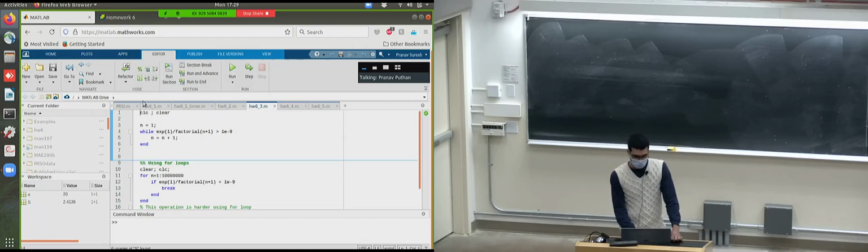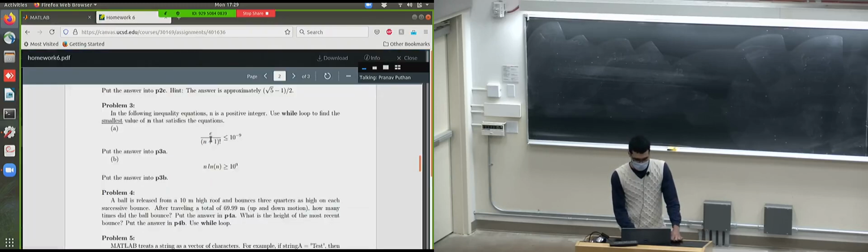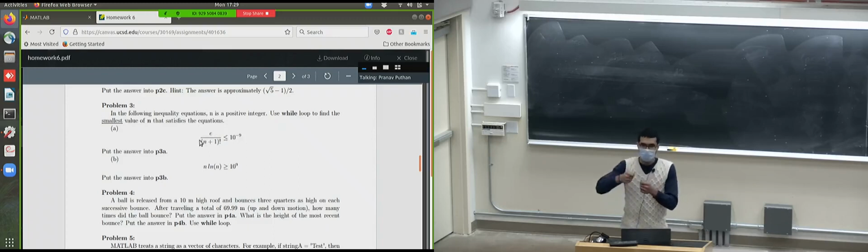This is very important here. The question is asking, what is the smallest value of n that satisfies this condition? Which means, let's say n is 0, right? So the value of e is definitely greater than 10 to the minus 9. As you increase the value of n, the denominator keeps increasing, and at some point you're going to have this left-hand side being less than 10 to the power minus 9.